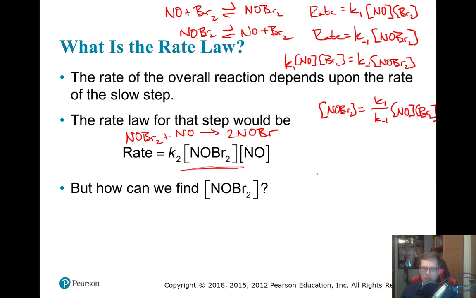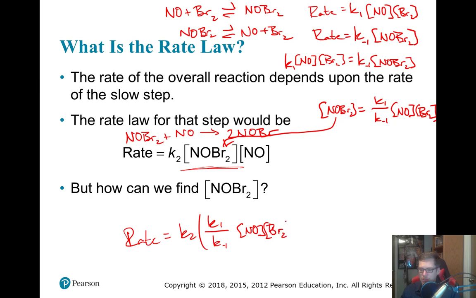All right. And then it's just a simple matter of replacing our NOBr2 with all of this. So we just take this and plug it in here. Therefore the rate of our overall reaction would be equal to K2 times K1 over K minus 1 times NO times Br2 times the concentration of Br2. That's all this. Times the concentration of NO.